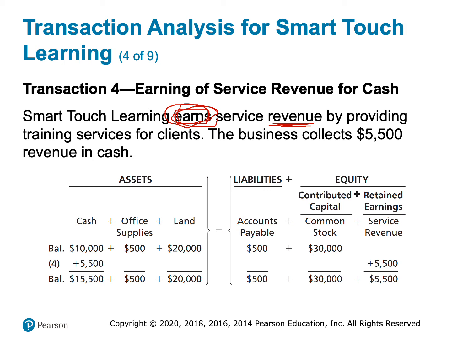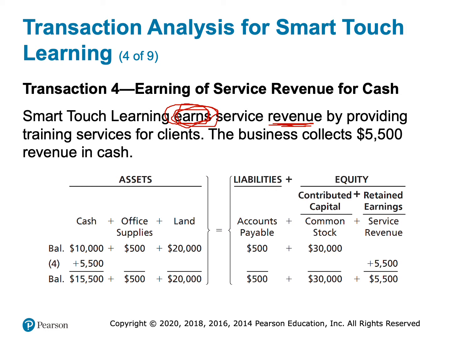Revenue has to be earned. Revenue is the money that we earned from selling a good or service, but the key is that we earned it. We did work for it. So in this case, we did $5,500 worth of work. We earned it. So I'm going to record that under revenue.